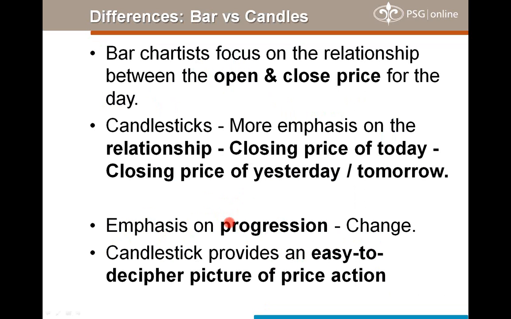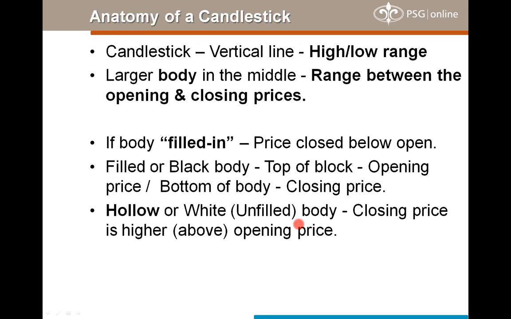Okay, the major differences between bar charts and candlesticks. Someone who's looking at a bar chart will focus on the relationship between the open and close, whereas a candlestick will also look at that relationship, but much further, in the relationship with the closing price today compared to yesterday, and obviously tomorrow, and that kind of stuff. So the emphasis is on progression and the change in that closing price. Okay, so as I say, it gives you a better picture of deciphering price action. So let's go into the anatomy of a Japanese candlestick.